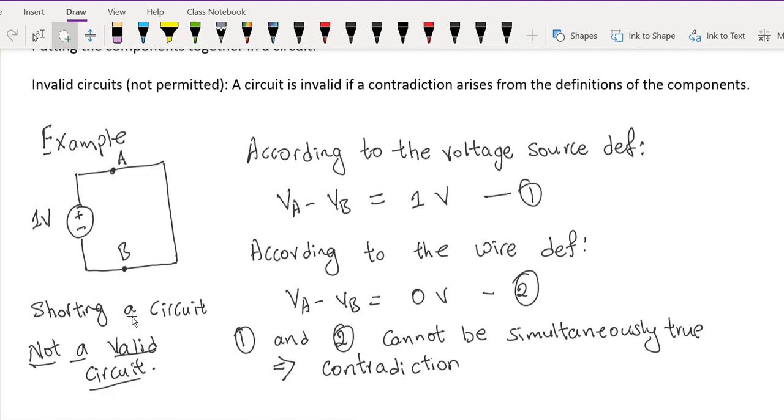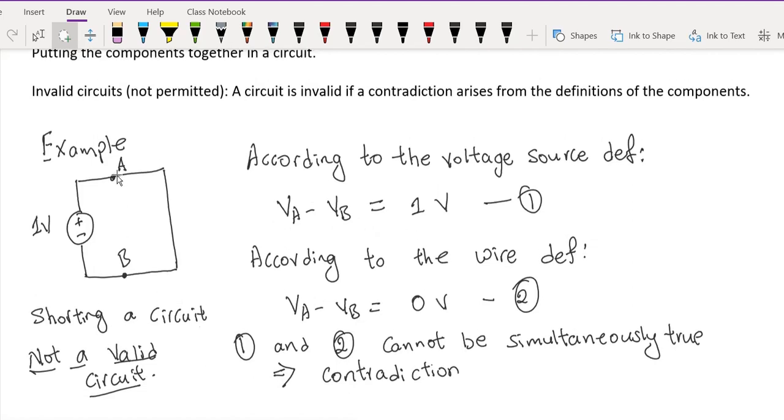Let's look at an example. In the circuit here, I'm taking a voltage source with value 1 volt, and I'm connecting both ends of the voltage source using a wire. Now, according to the definition of this voltage source, VA minus VB should be equal to 1 volt.